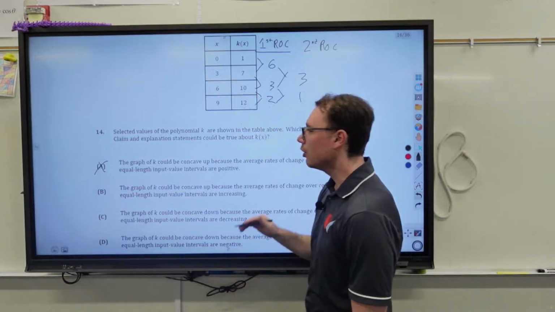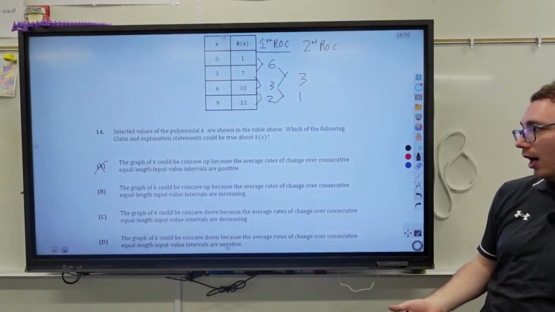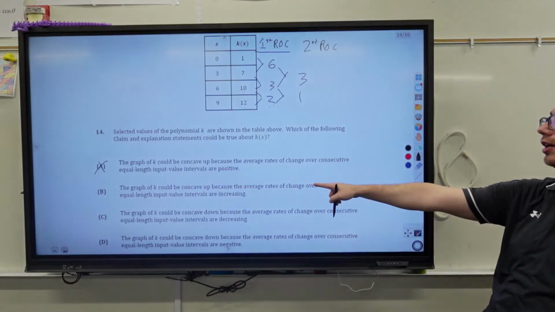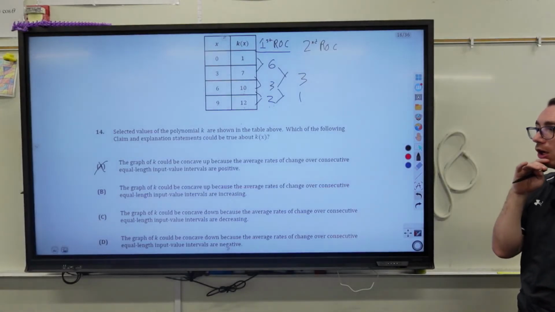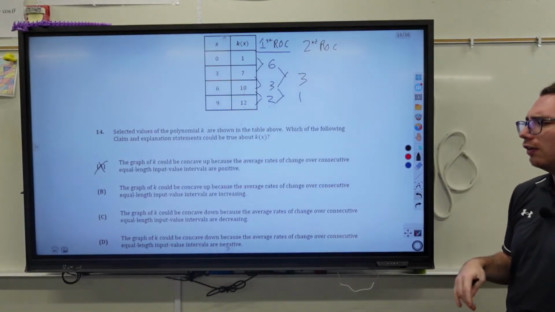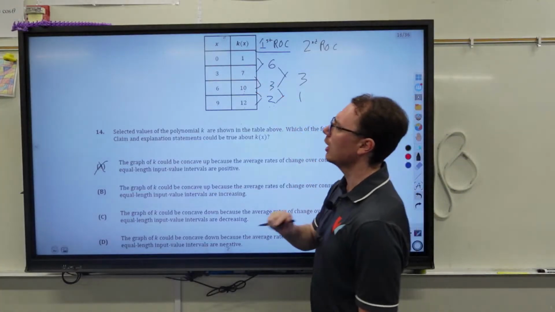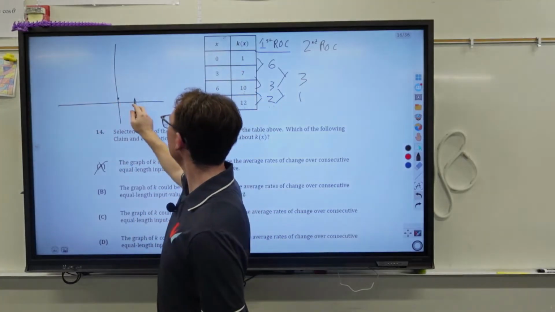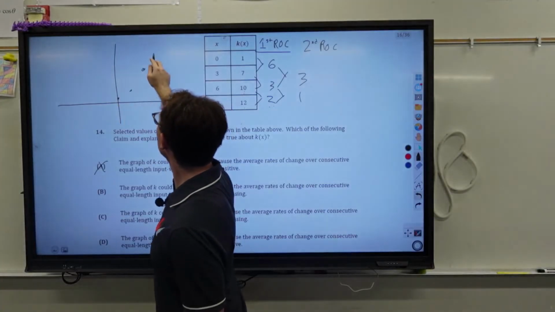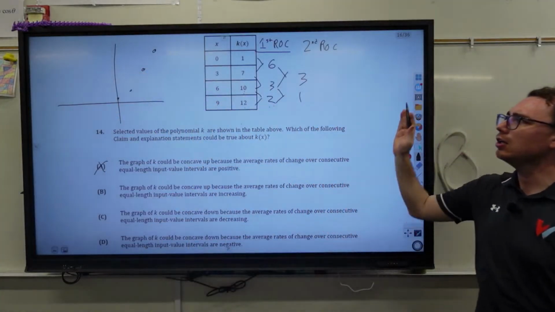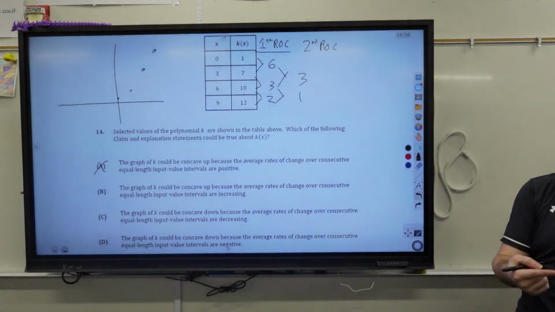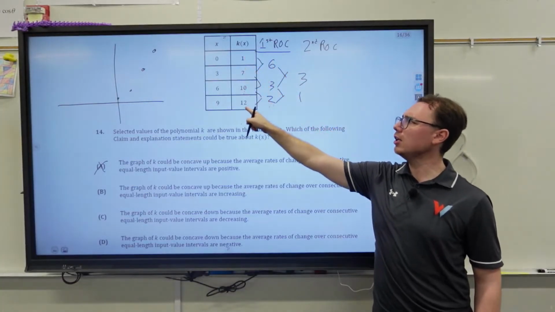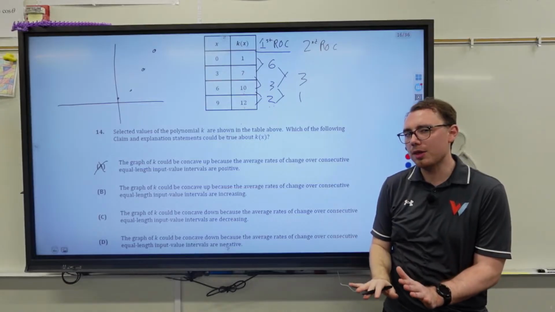Let's try and rationalize B. The graph of k could be concave up because the average rate of change over consecutive equal length intervals is increasing. Okay, I like that terminology. So let's try and figure out if this is concave up or concave down real quick. For this concavity, if we were to graph this out, we end up getting 0, 1, 3, 7, 6, 10, 9, 12. So we end up increasing, but we're increasing at a slower and slower rate. This tells us that for that first order, we're still increasing, but we're slowing down that increasing.